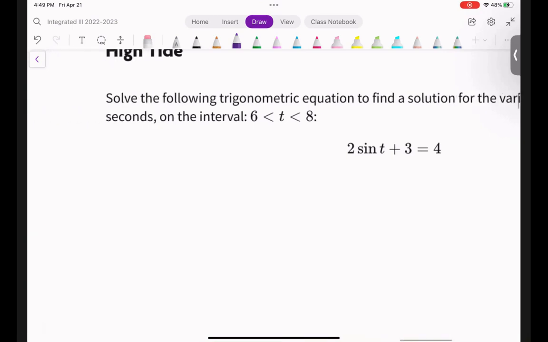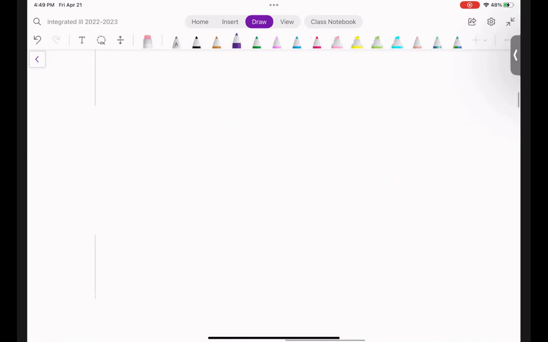Now, when it says on the interval from 6 to 8, they just want the t that's somewhere between 6 and 8. Because if you know about sine and its nature, there are all of these answers. The number of answers is literally infinite. So when we restrict it from 6 to 8, I only want you to give me an answer between 6 and 8. Does that make sense?